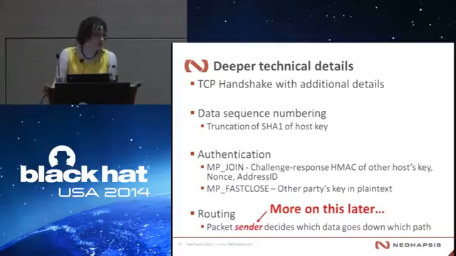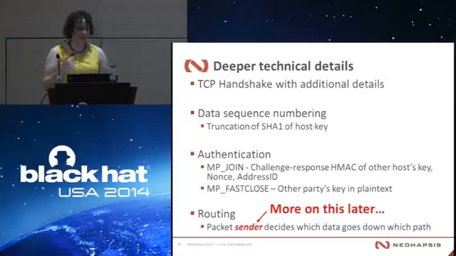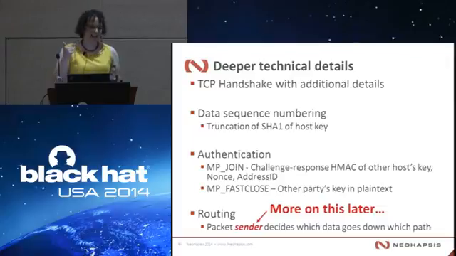So some slightly deeper technical details. The way this is all set up is it's a standard TCP handshake with some additional stuff flowing in the options. The data sequence numbering is not just a random number sent through, it's a truncation of a SHA-1 of a key sent through. Don't worry about that for now, but I can talk with anyone later if they want to.